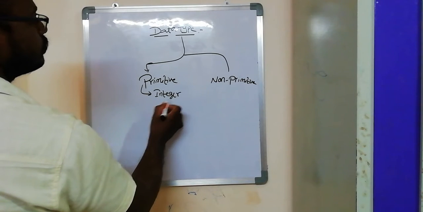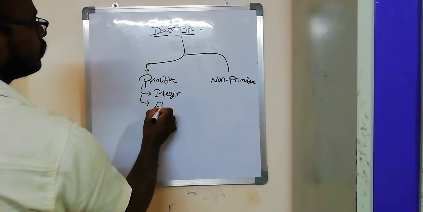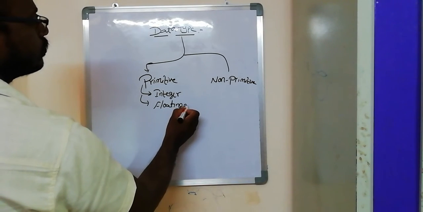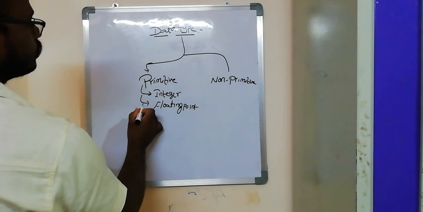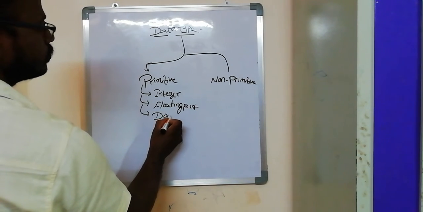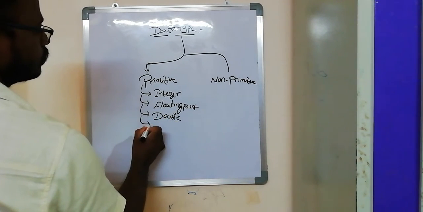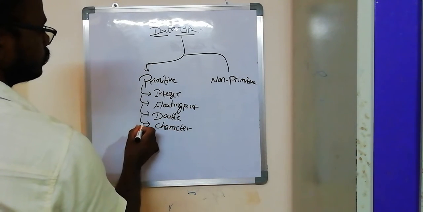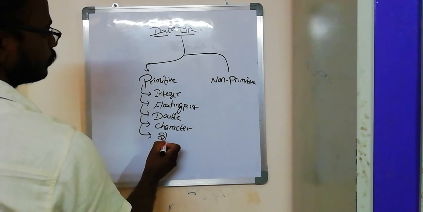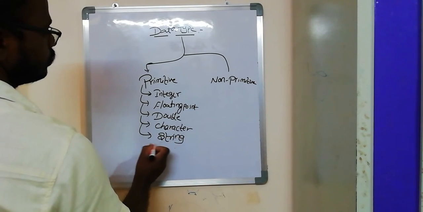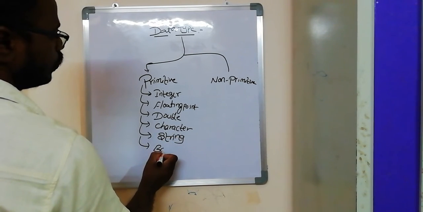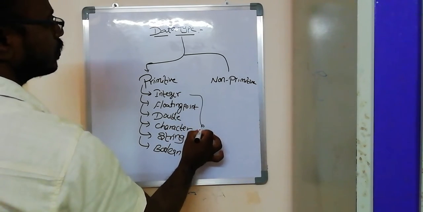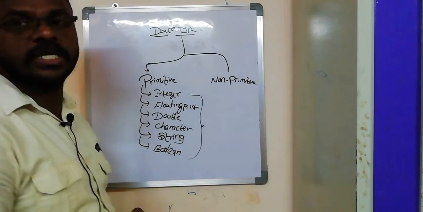The primitive data types are integer, floating point, double, character, string, and finally the Boolean data type. These are all the primitive data types in C language.